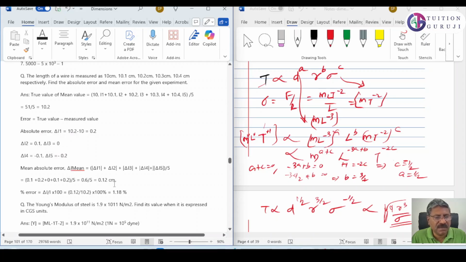To find the percentage error, you have to multiply by 100. First you have to find the relative value. The relative value is the mean absolute error divided by the true value. When you multiply it by 100, you will get the percentage error.